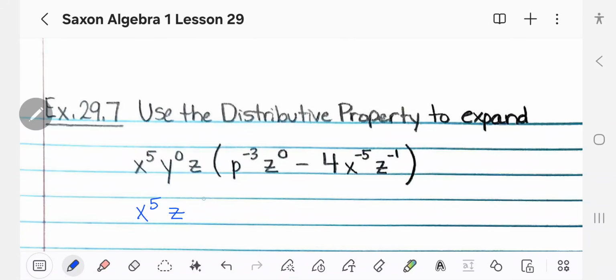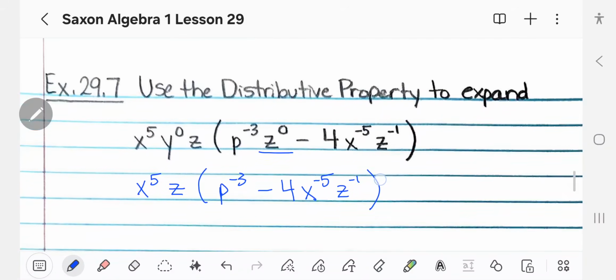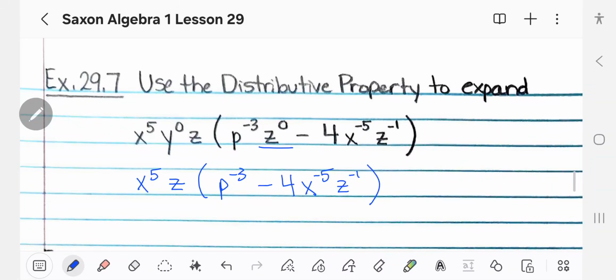So let's simplify it first. Here we have this z to the 0, which is just 1. So let's just write this p to the -3. Bring down the minus. Then we've got 4x to the -5, z to the -1. Okay? Now we're ready to use the distributive property. It made it a little easier on us.